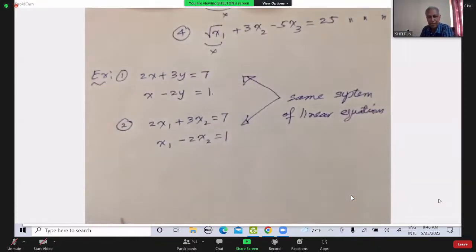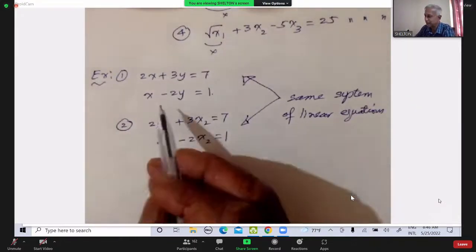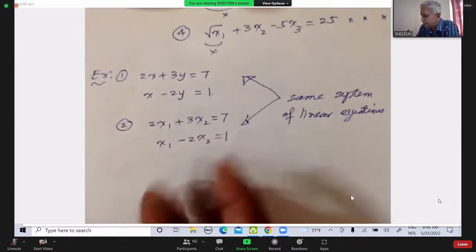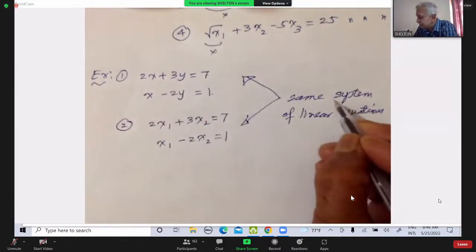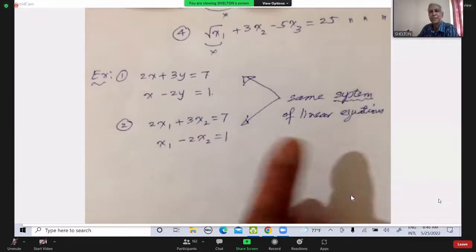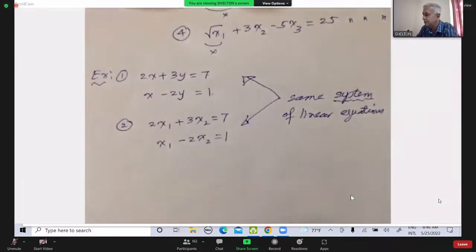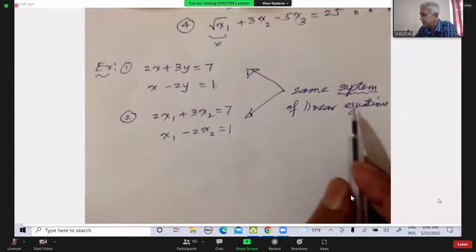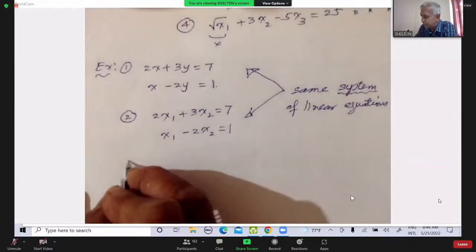Only the name of the variable is different. Okay, so system. This is the word I'm trying to get at now. I earlier explained what a linear equation is. So now a system is a set consisting of linear equations taken together.